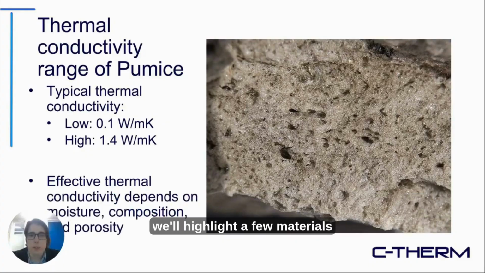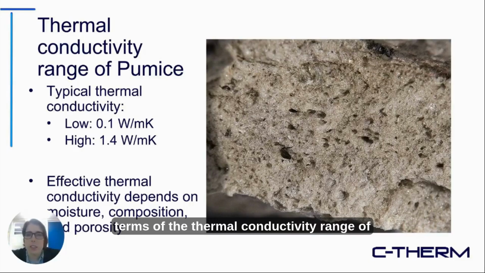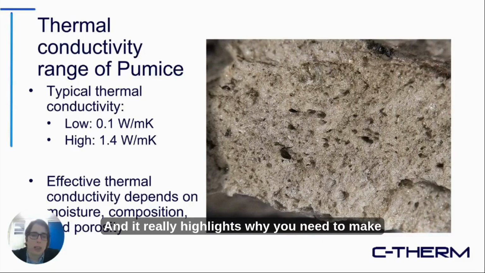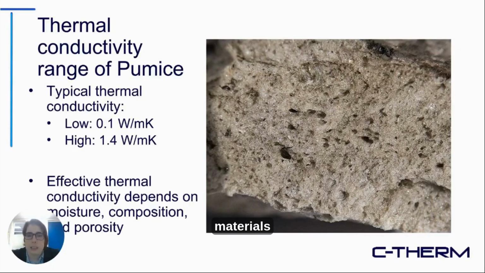So we'll highlight a few materials that this method would be very appropriate for and their typical thermal conductivity ranges. Pumice, for example, on the low end, I've seen reports for some highly porous pumices as low as 0.1 watt per meter Kelvin. And on the high end, I've seen as high as 1.4 watt per meter Kelvin. So that's over a full order of magnitude in terms of the thermal conductivity range of this kind of geological material. And it really highlights why you need to make sure that you're testing your actual materials that you're looking to simulate or looking to run a process with. Because if you're using a book value in this case, you could be over 50% off. The effective thermal conductivity of these pumice stones depends on the moisture, the composition of the pumice itself, and the porosity.